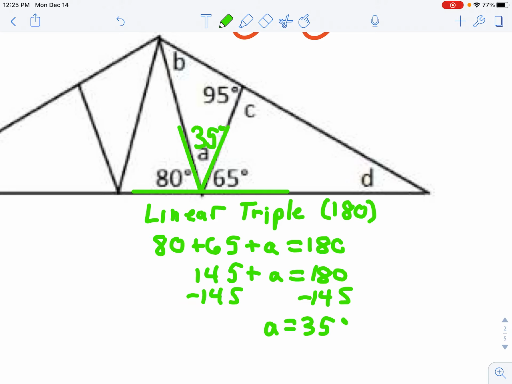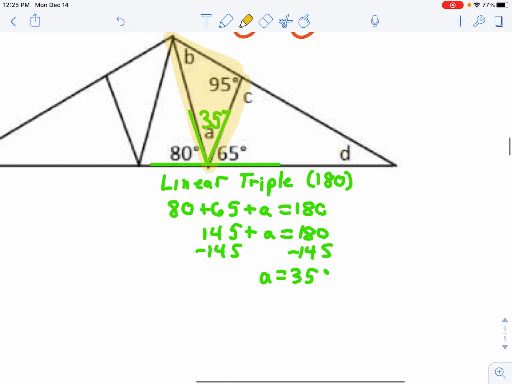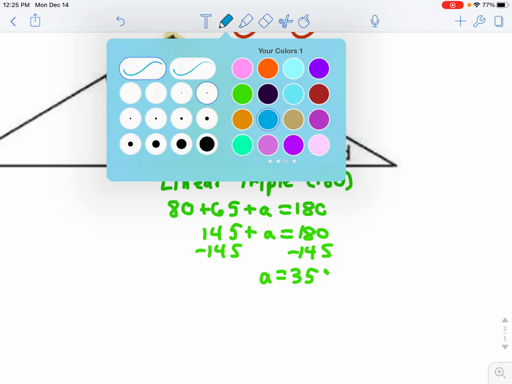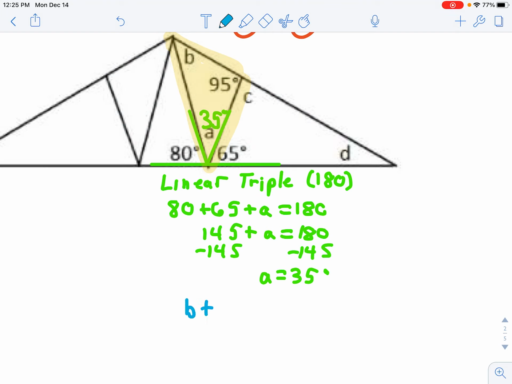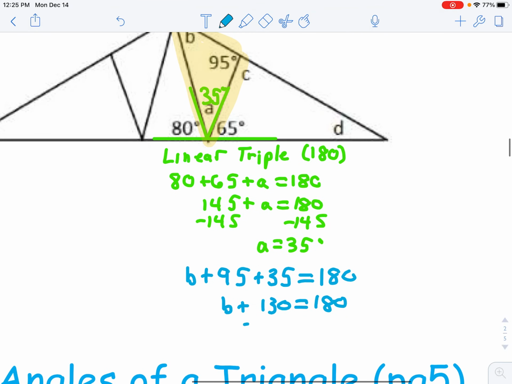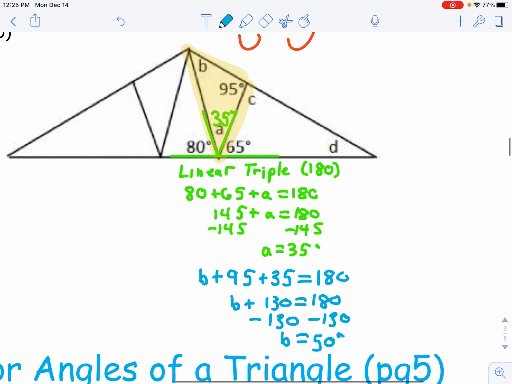All right, now I have enough information to find B. I can say, hold up, people. Look at this. We got this triangle right here. Triangle sum theorem, all the angles add up to 180 as well. So I get B plus 95 plus 35 equals 180. B plus 130 equals 180. Subtract 130 from both sides, and B equals 50 degrees.